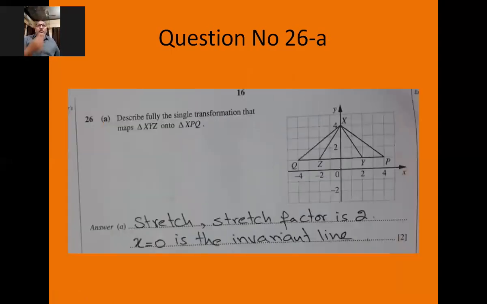So that was question number 25. Now question number 26, part A is showing up on your screen. He says, describe fully the single transformation that maps triangle XYZ onto triangle XPQ.